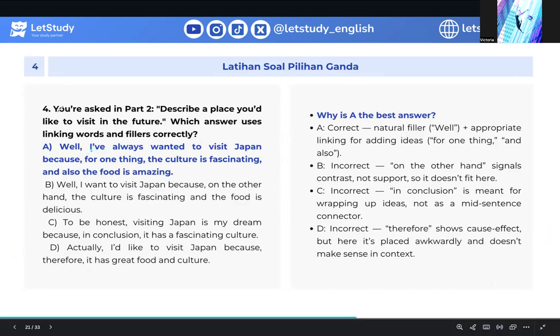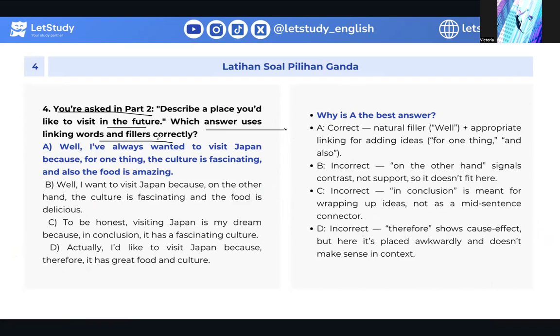Sekarang ke nomor 4. You're asked in part 2, describe a place you'd like to visit in the future. Which answer uses linking words and fillers correctly? A. Well, I've always wanted to visit Japan because, for one thing, the culture is fascinating and also the food is amazing. Again, the use of fillers is correct.